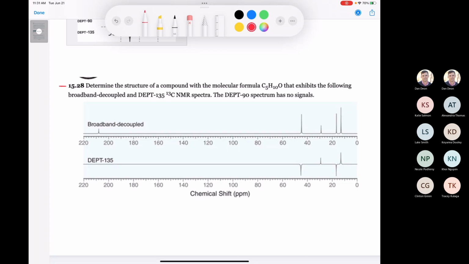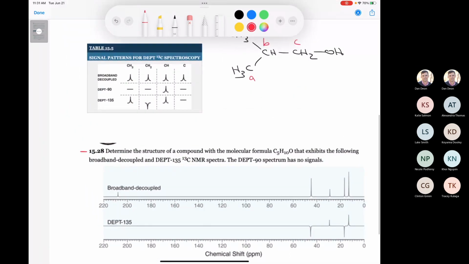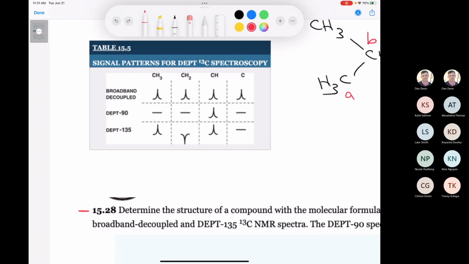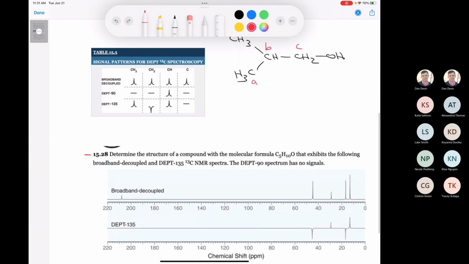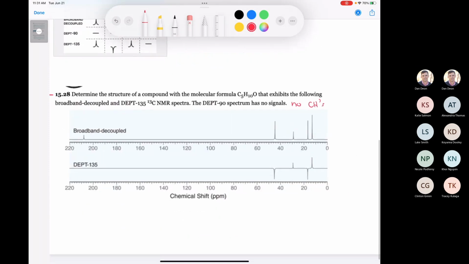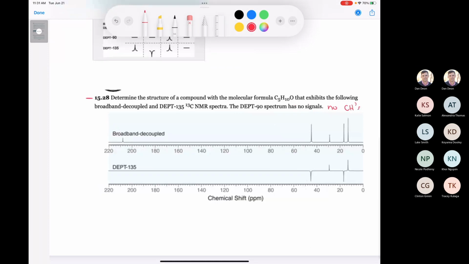The DEPT 90 has no signals. So if we go back here, if the DEPT 90 has no signals, that means you have no methines. So there are no, we'll put here, no CHs. All right, so let's take a look. If we look at the broadband decoupled, we have A, B, C, D, and E. We have 5 types of carbons in our molecule.